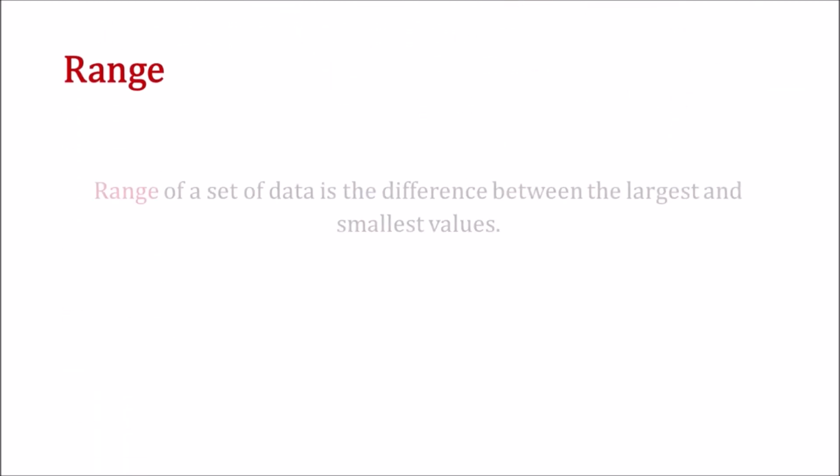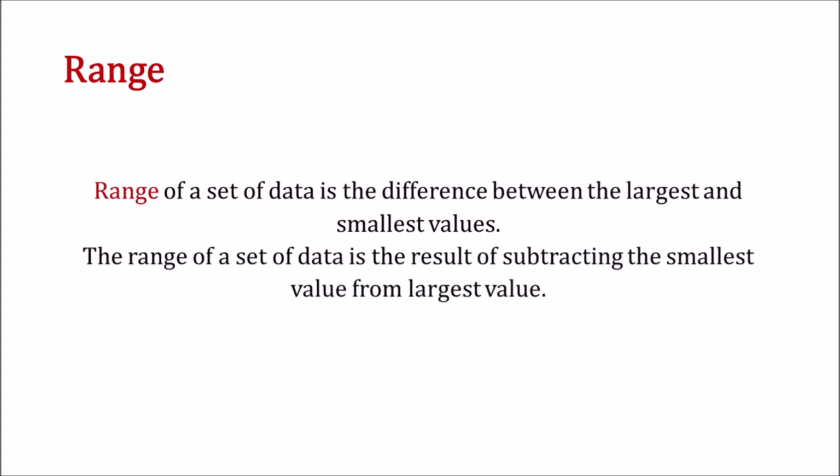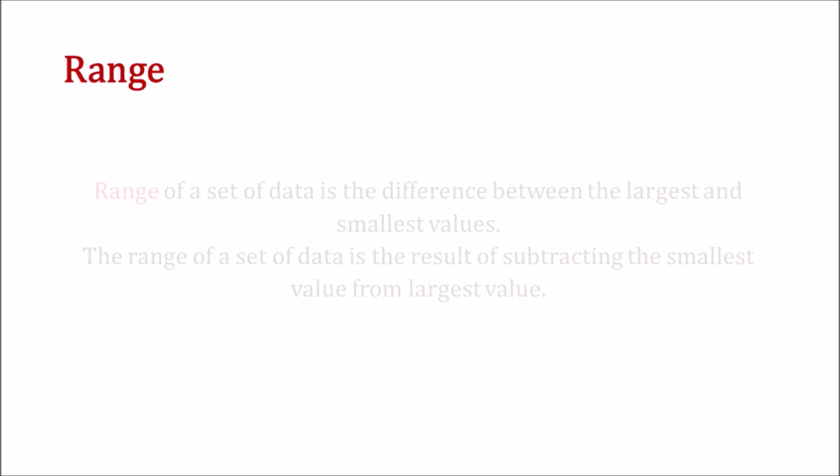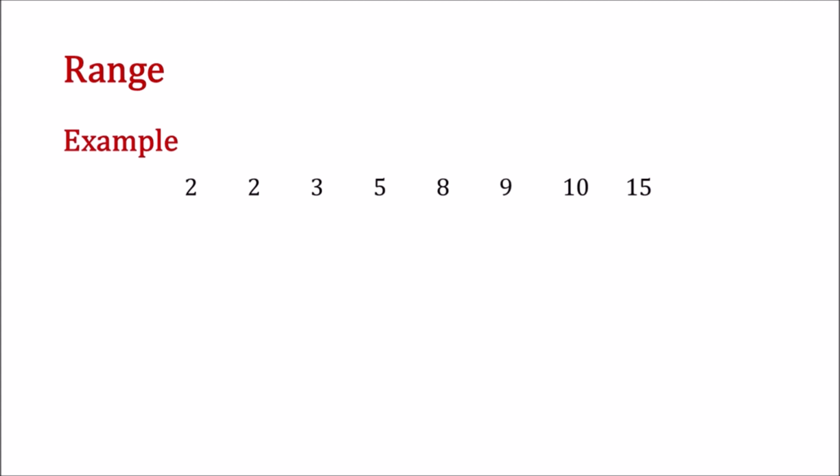Range. Range of a set of data is the difference between the largest and smallest values. The range of a set of data is the result of subtracting the smallest value from the largest one. Example, given data like this. So the range is 15 minus 2, equals 13.